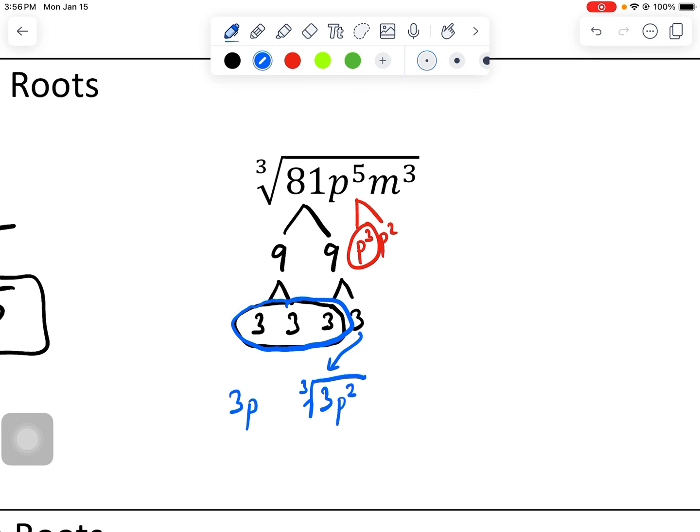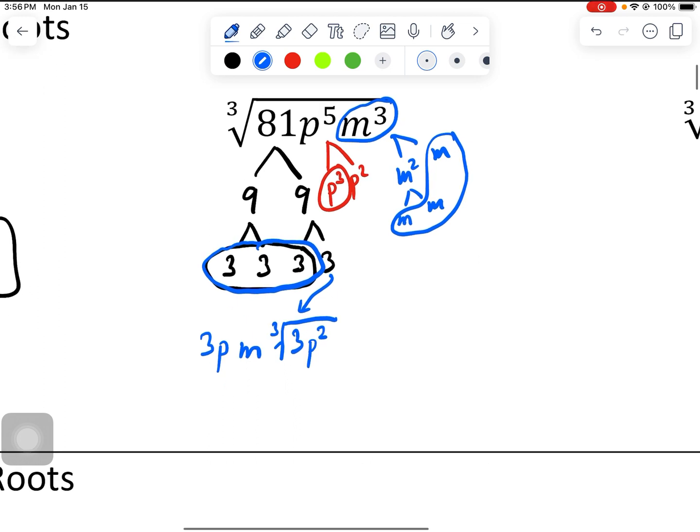And then lastly, I have m to the 3rd. If you wanted to, you could break that up into m squared and m, and here's a group of m's. However you want to look at it, I know that I have to take out one group of m's, and that's going to come on the outside. So then this would be our final answer.